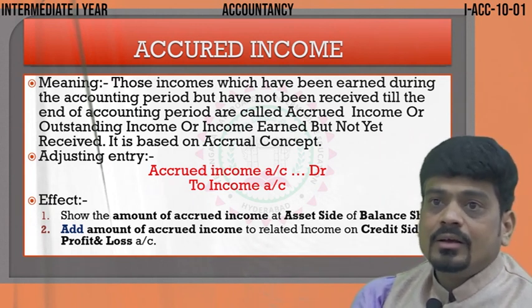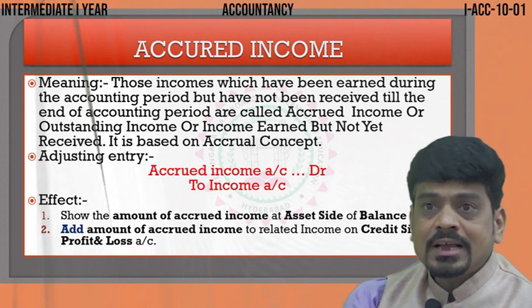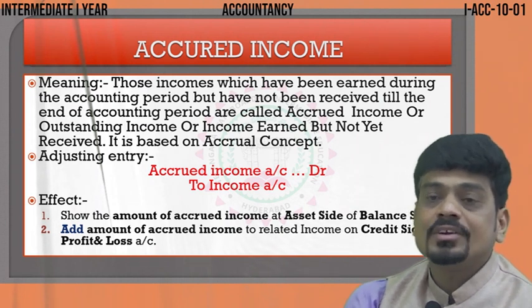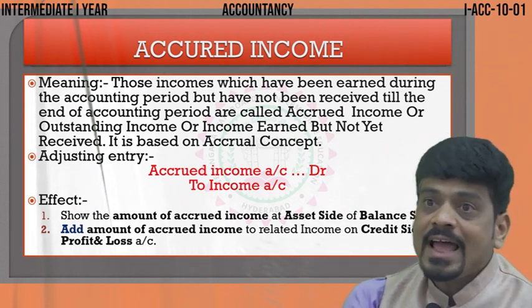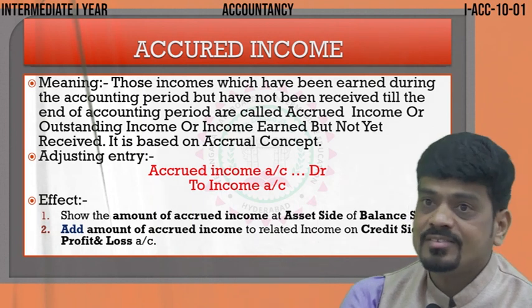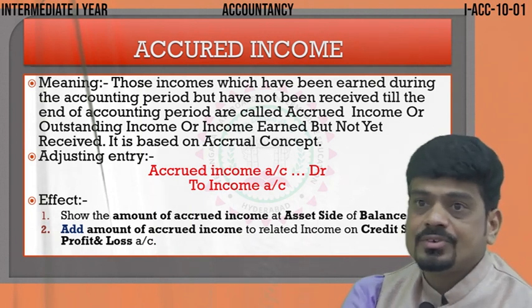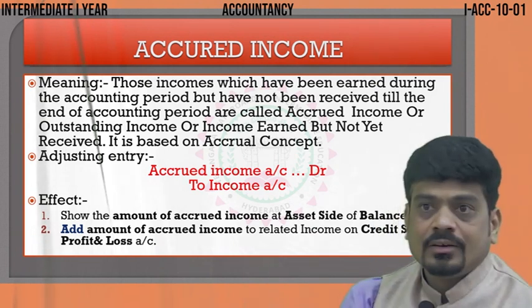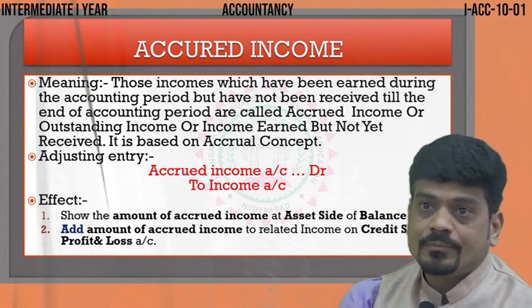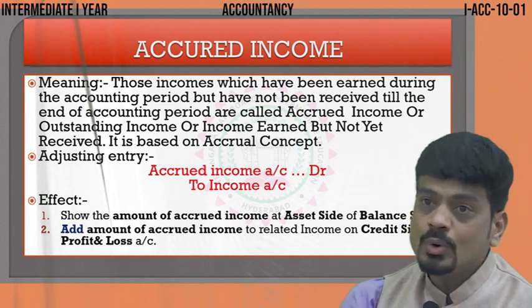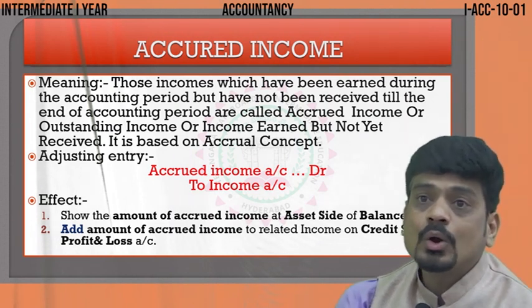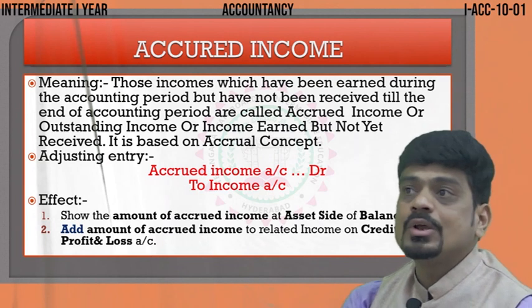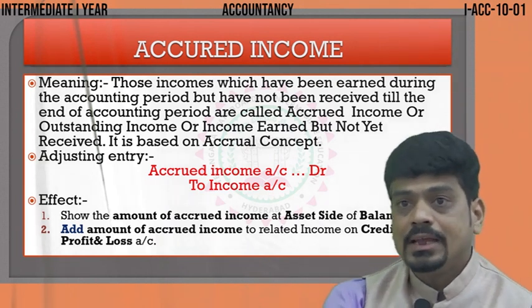Nothing but this is the income which we have not received. In the sense, it has to be received. We haven't received it. It is yet to be received. We have earned it. It is due from someone. It has not been paid, but we have to receive. Our business has to receive. That is called accrued income, or sometimes we call it even outstanding income.